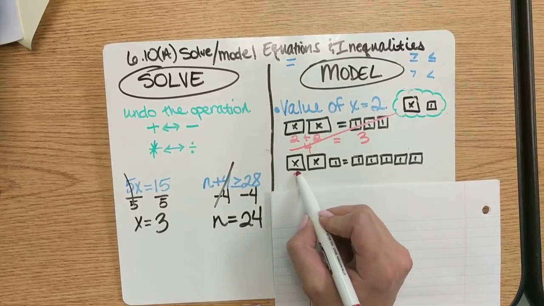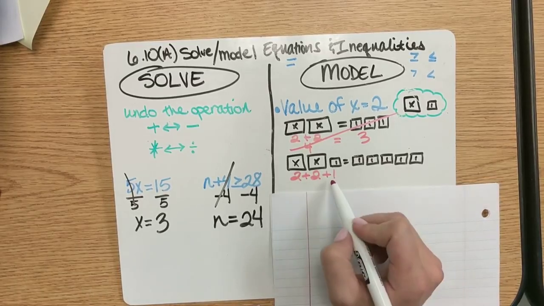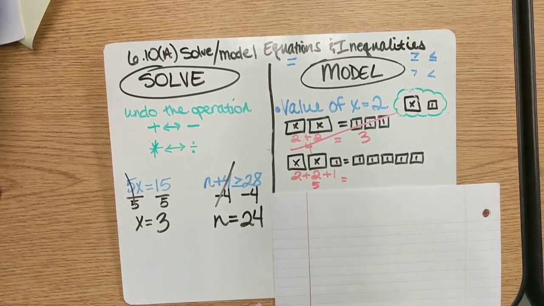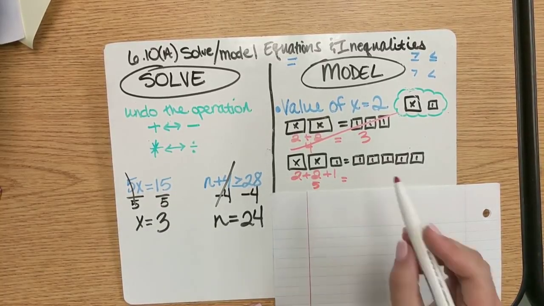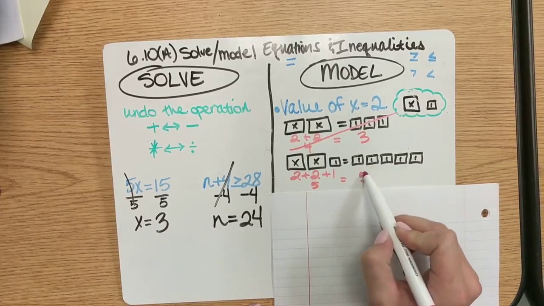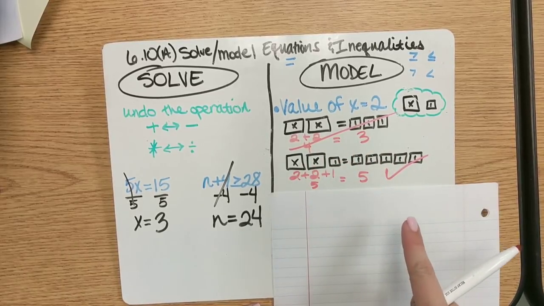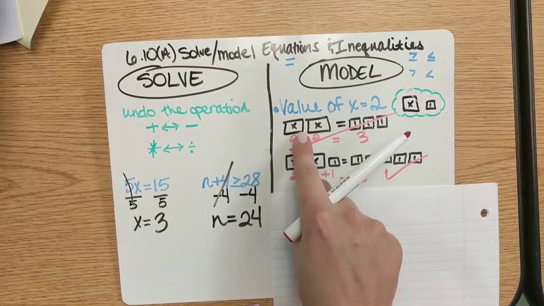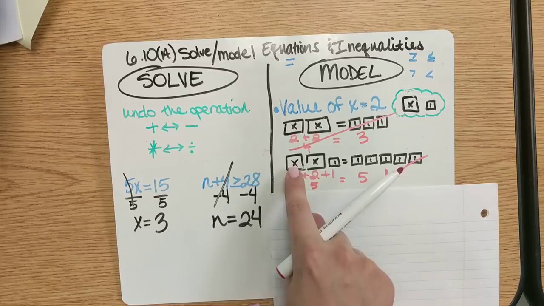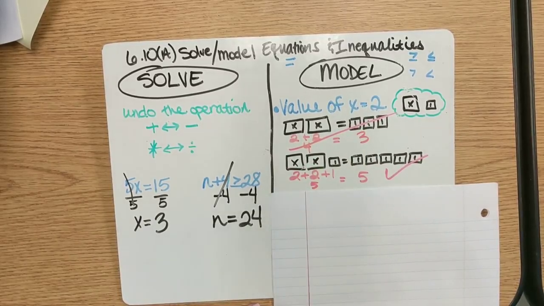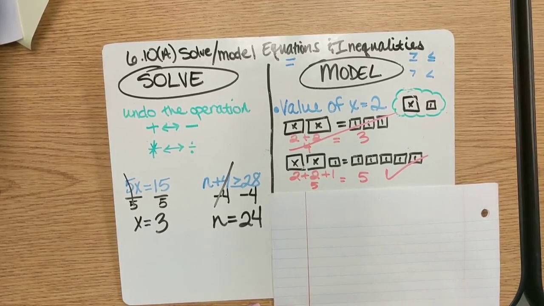So let's see, I've got a 2 plus a 2 plus a 1. 2 plus 2 is 4, plus 1 is 5. Let's see if the other side shows us an equal expression. So I've got 1, 2, 3, 4, 5. Awesome, 5 equals 5. So in this instance, we're finding the model that shows the two equal expressions. Are these two expressions equal? No, because this one was 4 and that was 3. This one, when we said our big guys were 2, it showed us equal expressions.